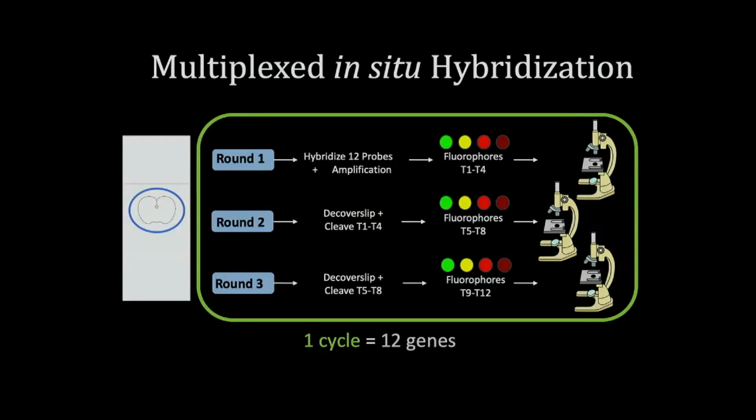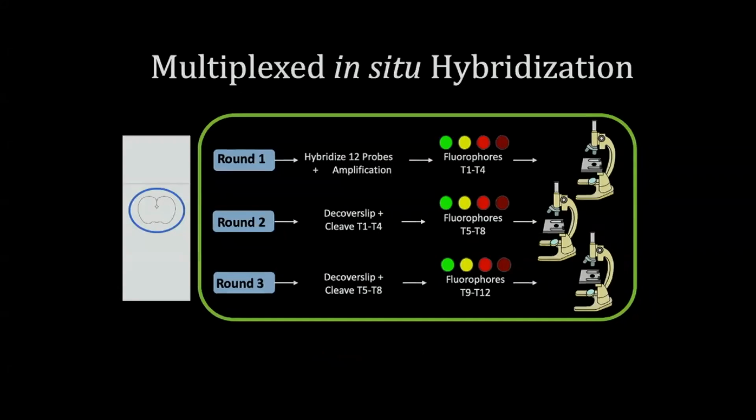Basically allows us to fluorescently tag mRNA present in a tissue section with single molecule and single cell resolution. The way it works is that we hybridize 12 probes to a tissue section, amplify, and then visualize those probes using cleavable fluorophores, imaging 4 at a time. So after 3 rounds of imaging, we have a full 12 mRNA visualized within a single section.